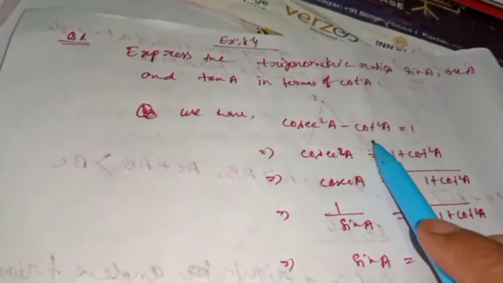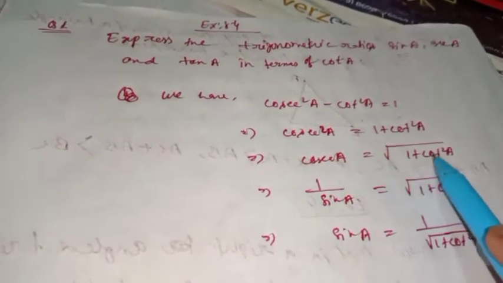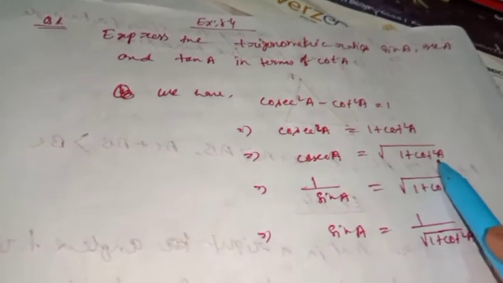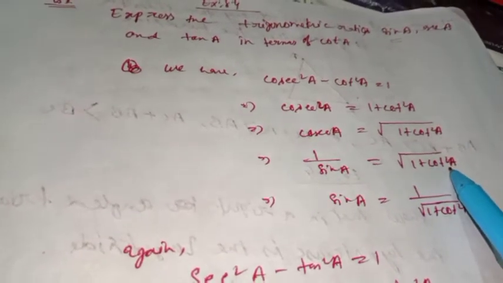So cosec square a minus cot square a is equal to 1. So cosec square a is equal to what you can write? 1 plus cot square a. And if you take out the square root from both sides, then you will get cosec a equal to root over 1 plus cot square a. Now see, we need sin and cot. So we can write cosec a is equal to 1 by sin a. And this is root over 1 plus cot square a. So therefore sin a is equal to 1 by root over 1 plus cot square a. So we have expressed sin a in terms of cot a.